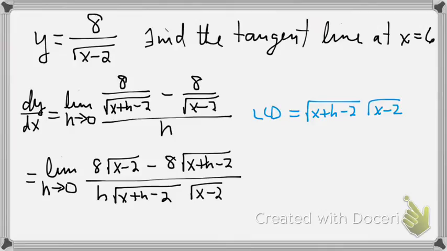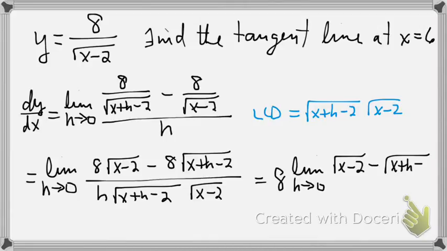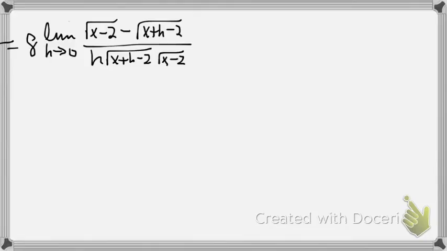Okay, now I could factor the 8 out from the top, right? You guys agree? It's optional, but getting it out of the way is not a bad idea. So 8 times the limit as h approaches 0, square root of x minus 2, minus square root of x plus h minus 2, all over that crazy denominator. Now what's my tool? The conjugate.